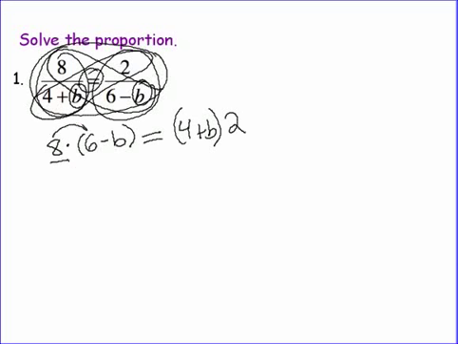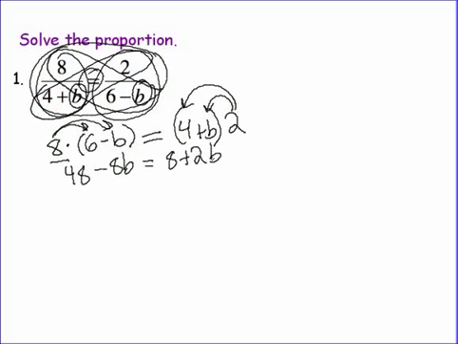8 times 6 is 48. And then 8 times negative b is minus 8b. We have equal, we got to distribute this 2 here. 2 times 4 is 8. 2 times b is 2b. Now I can simply solve for b and make sure I've got b on just one side of the equation.